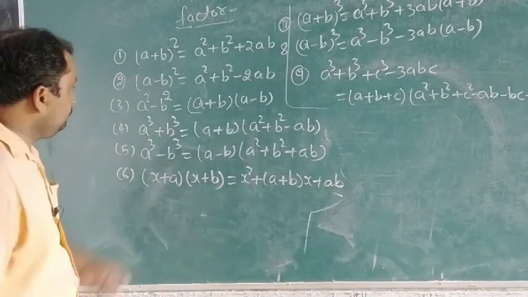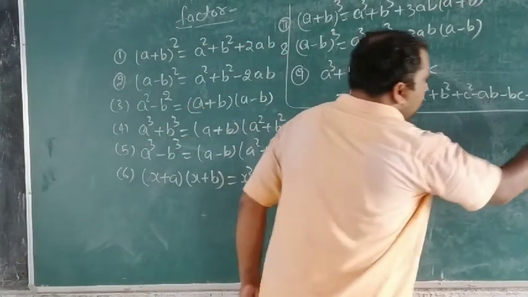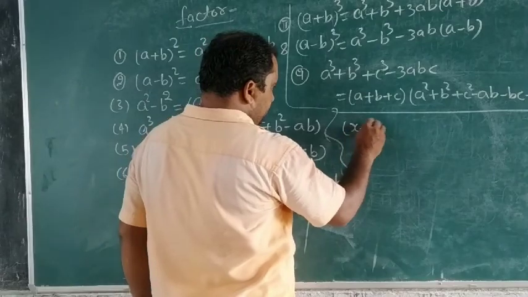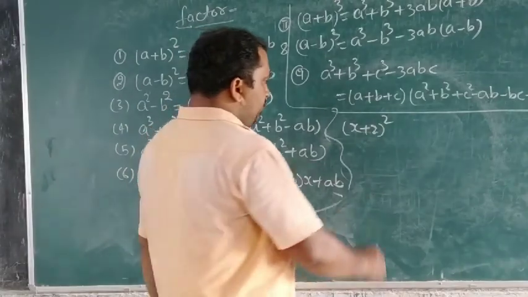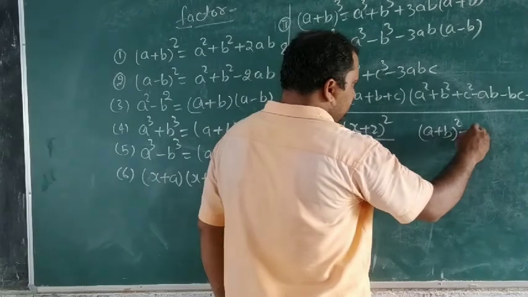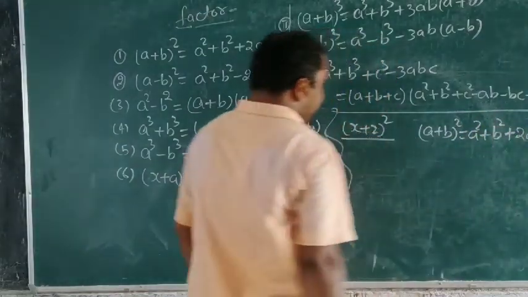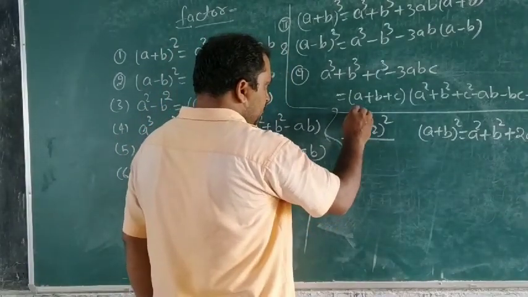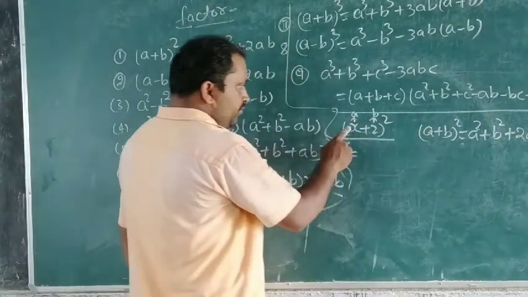Note it. What will be x plus 2 का whole square? What will be x plus 2 का whole square? We know that a plus b का whole square will be equal to a square plus b square plus twice ab. This is x plus 2 का whole square. X is a and 2 is b. It means a plus b का whole square.